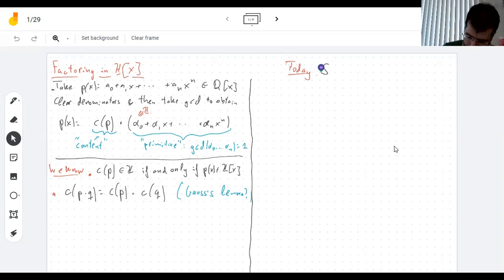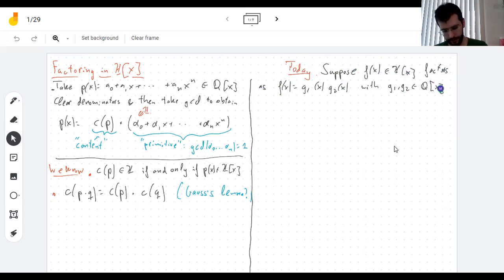Of course, if there's fractions, there's no hope. So say we have a polynomial F with integer entries and it factors as a product of two polynomials with rational coefficients. So that I don't say something silly, say that they are not constant. So the degree of both of them is positive.